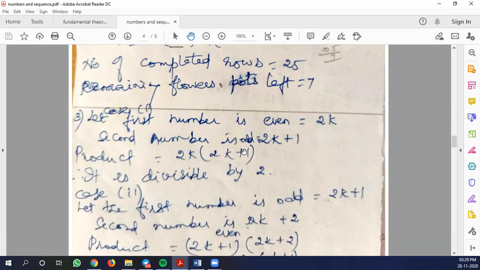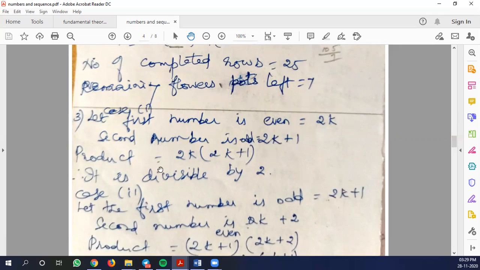2, 3, 4, 5, 6, 7, 8, 9. Those are called consecutive numbers, the immediate consecutive numbers. So the second number is odd. If the first number is even, for example if I take 2, what will be the second consecutive number? 3. That is an odd number. In the same way, here we have taken this one as 2k, so the next odd number is 2k plus 1.